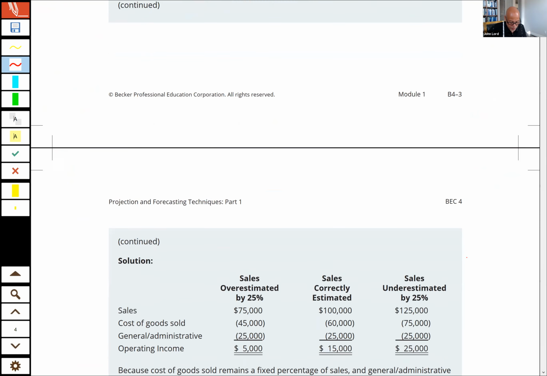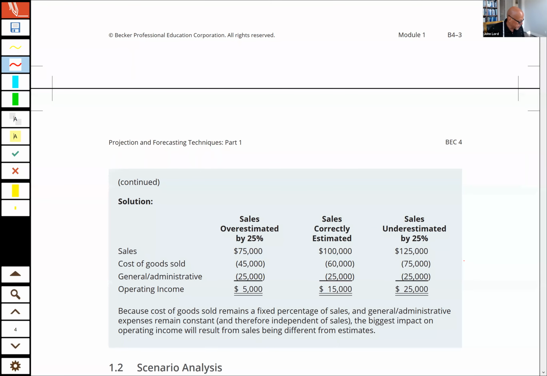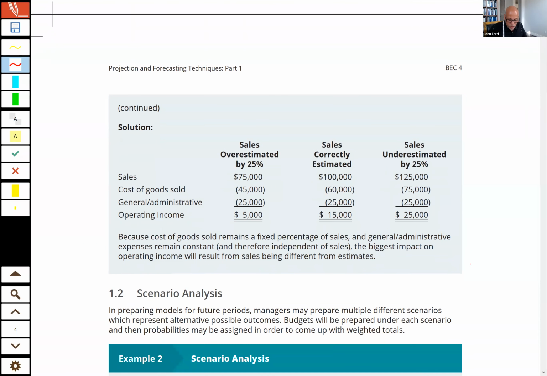Now, if you take a look, guys, and I'm not going to go through the detail of this example because all they did was say, well, what happens if sales change 25%? Then cost of goods sold will change proportionately. And then our general administrative expenses, we're assuming, will stay static, will stay the same. And this will be the impact on our profitability if we have a 25% increase or decrease in our estimated sales.